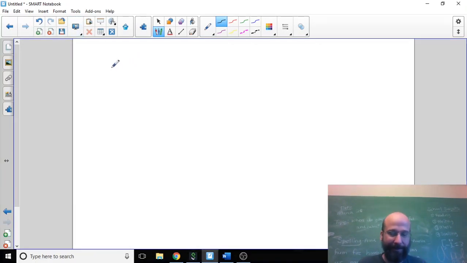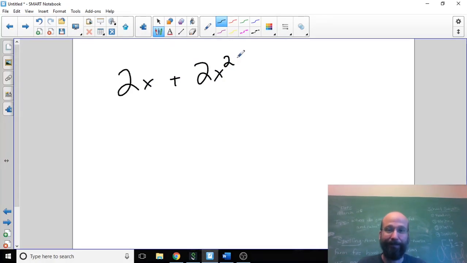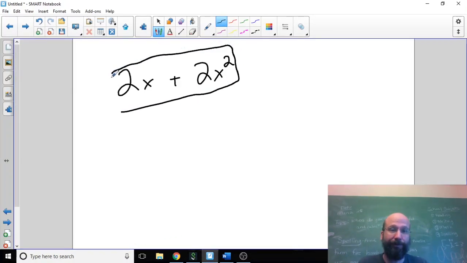The only other thing that we haven't talked about are the exponents. Remember I said a like term has to have the same exponent. This is 2x plus 2x squared. This exponent is imaginary 1. This exponent is 2. They're different, so we cannot add them. This would be simplest form. This would be our answer. I'll give you an example.